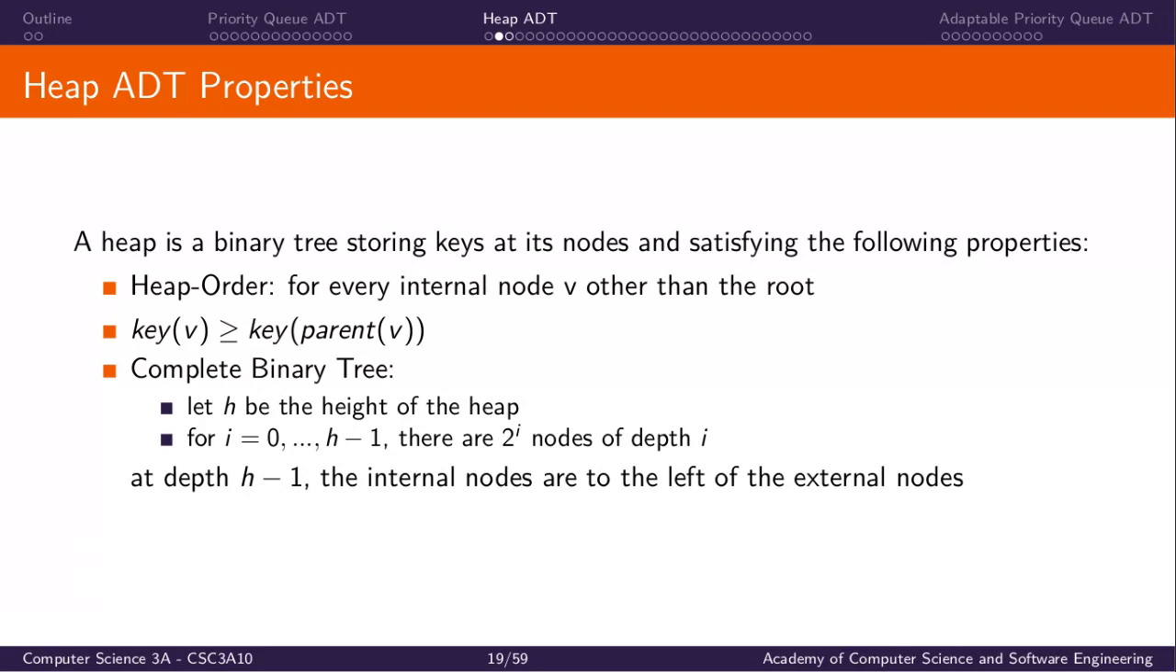So note that at each depth, if we start at the top, our root being 0, and then working down the next level, so the nodes that have depth 1, and then depth 2, depth 3, for each of those levels, we have 2 to the power i nodes. So the first one, we have exactly 1 because 2 to the power 0. The next one, we have 2 to the power 1. The next one, 4. We have that maximum amount of nodes, except possibly at the last level. There, though, we'll have the internal nodes to the left of our external nodes.